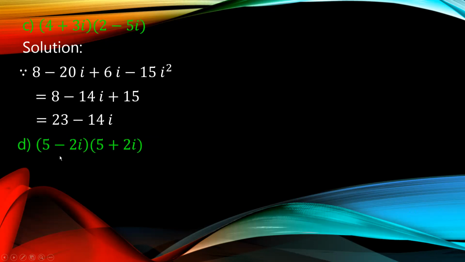Here, if I want to multiply 5 minus 2i times 5 plus 2i, I will multiply 5 times 5, 5 times 2i, negative 2i times 5, and negative 2i times 2i. It will be 5 times 5, 25. 5 times 2i equals 10i. Negative 2i times 5 is negative 10i. Here I have 10i minus 10i, which will be 0. And multiplying negative 2i times 2i will be negative 4i power 2.